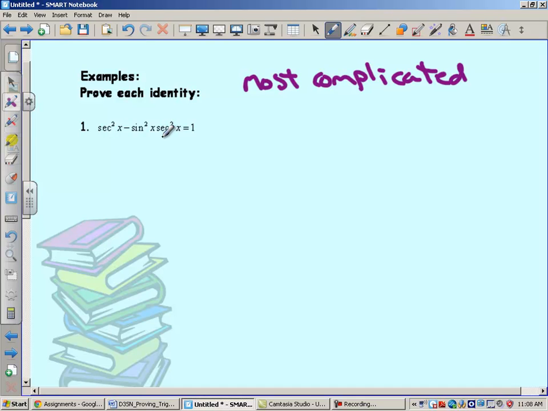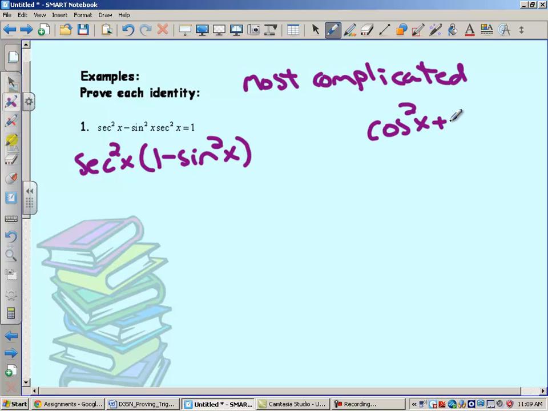So I'm going to start with this side, and I'm going to work with that side until I make it into a 1. First thing I'm going to do is I notice that I have a common factor of secant squared in both of these terms. So you can factor that out, secant squared x, and that leaves me with 1 minus sine squared x. Now, because of a Pythagorean identity, cosine squared x plus sine squared x equals 1. This is probably our most important Pythagorean identity. Almost all of our identities are derived from this.